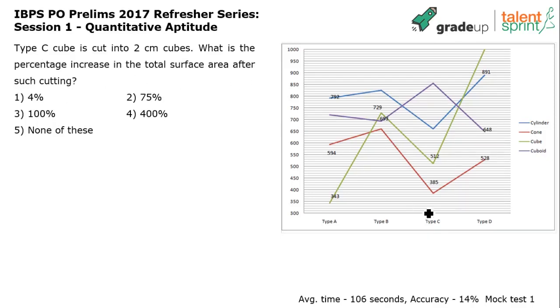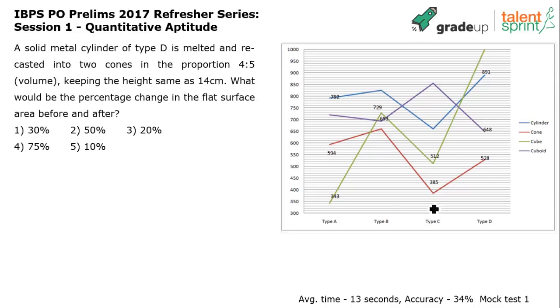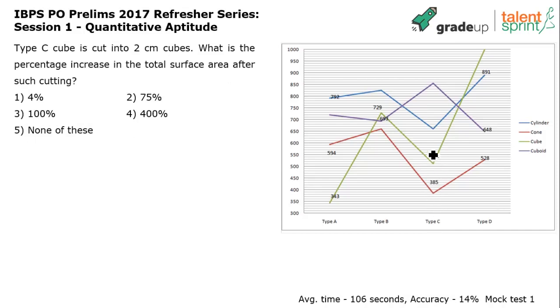So there's this type C cube, and the graph has been given here on the right hand side. The type C cube has been cut into 2 centimeter cubes. What is the percentage increase in the total surface area after such cutting? Basically there is a big cube, type C. You can see the volume is given as 512 for type C.